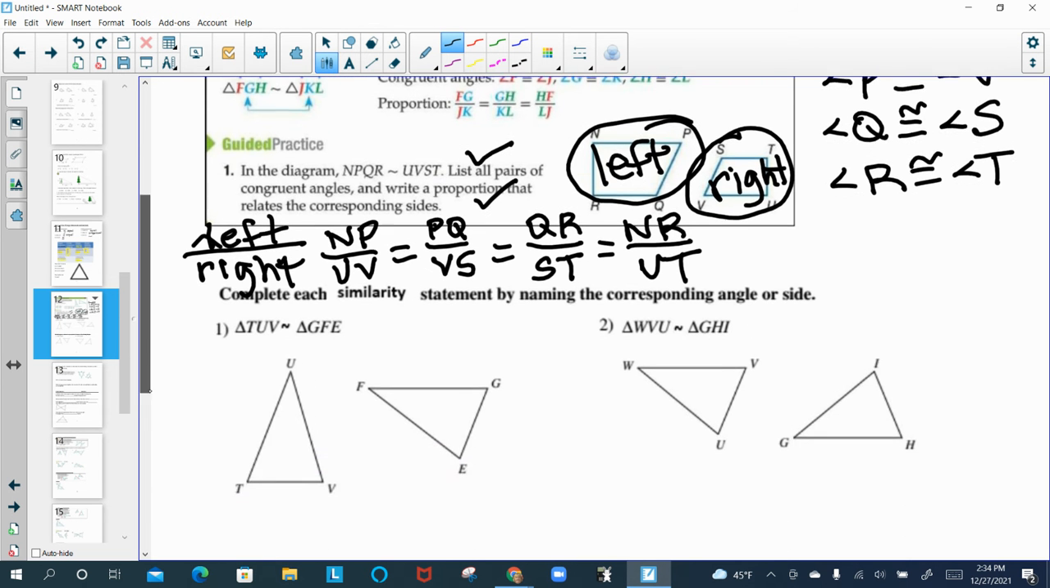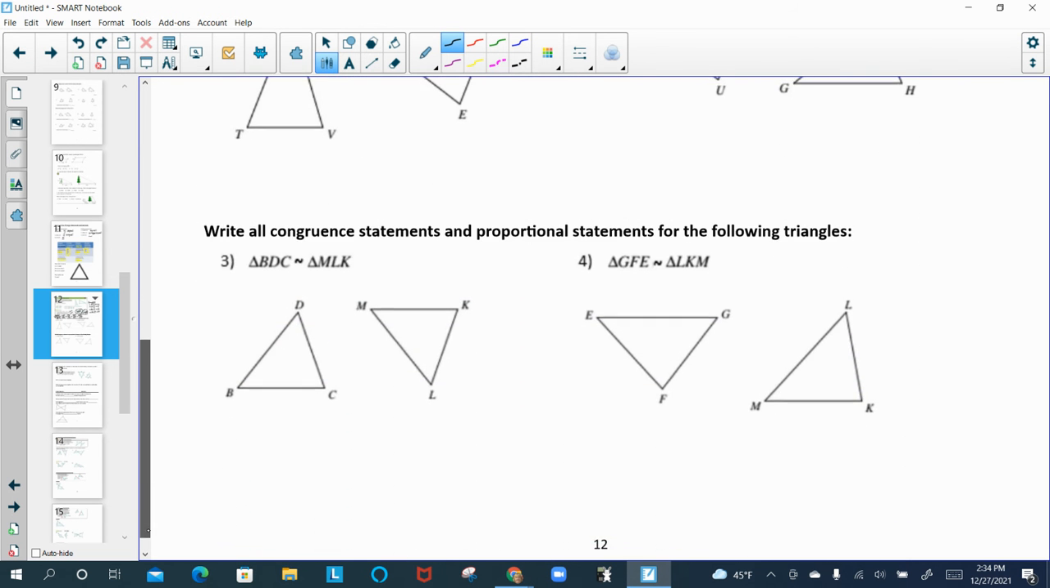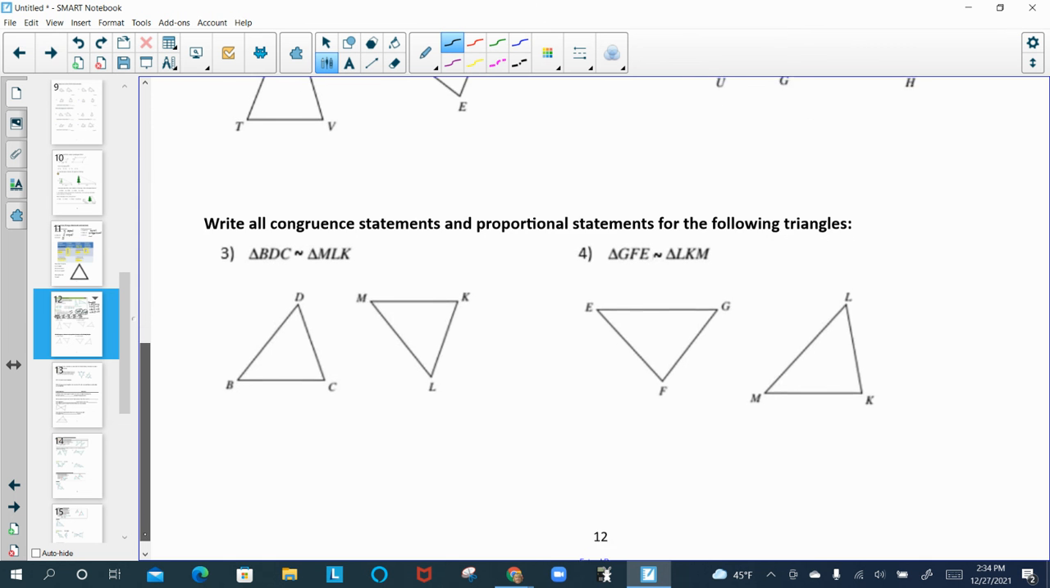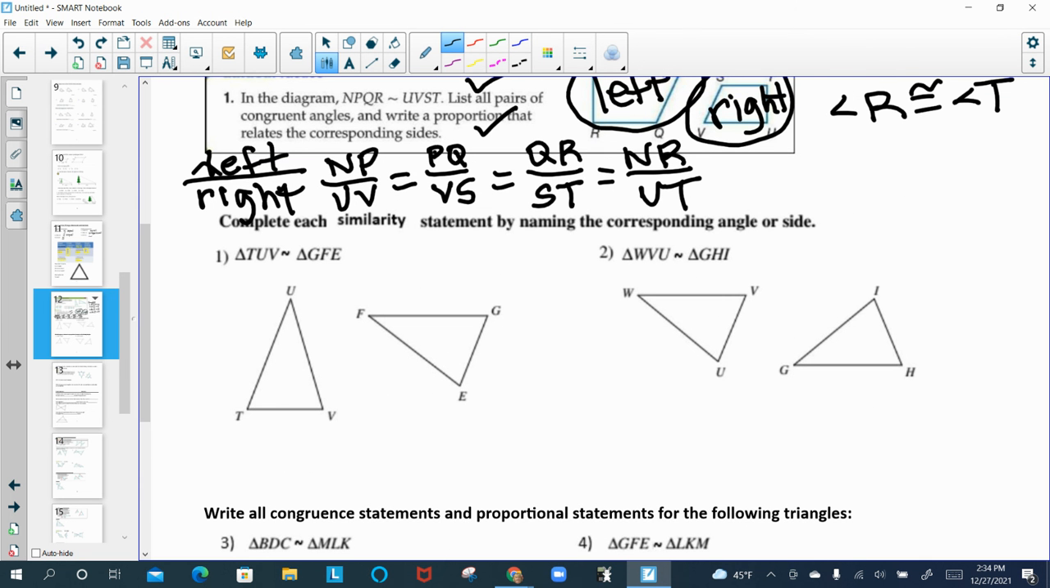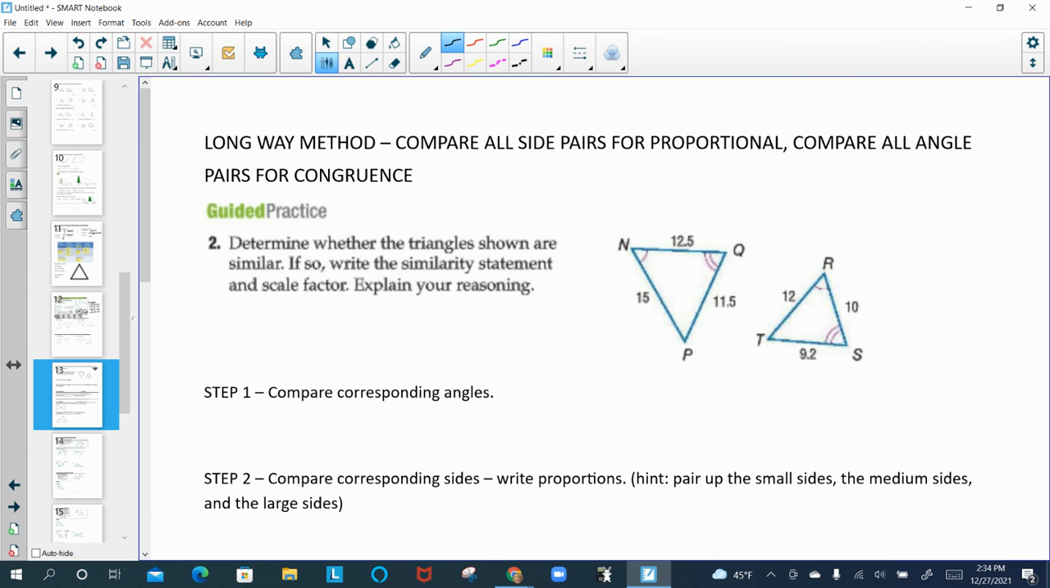So you're going to practice doing that in problems 3 and 4, and in problems 1 and 2, you're doing the same thing. Yes, 1, 2, 3, and 4. And then we'll come back in the second video and we'll be on page 13. I'll show you the long method for figuring out if two triangles are proportional and similar or not.